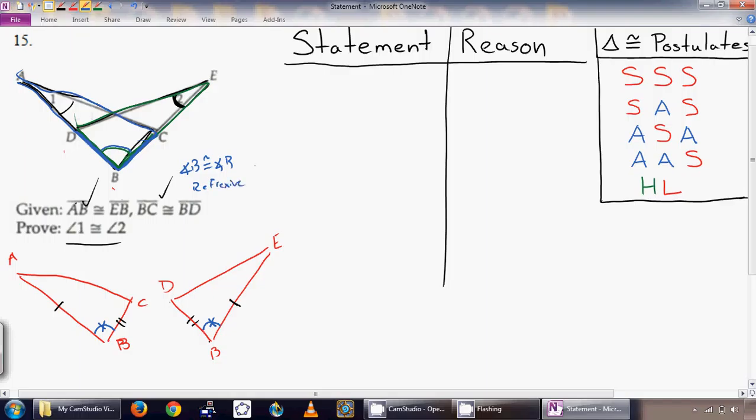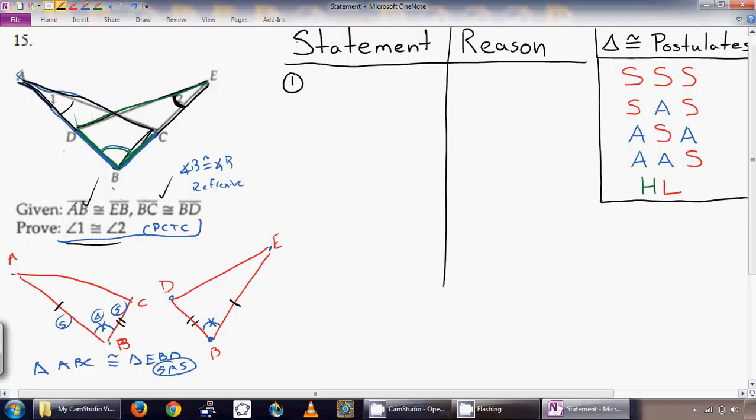And I'm going to call it by its three-letter name in the proof. I know to use CPCTC for what they're asking me to prove, so I'm going to say that triangle ABC is congruent to triangle EBD by the side angle side postulate. Side angle side. Okay? So let's go ahead and write it up.